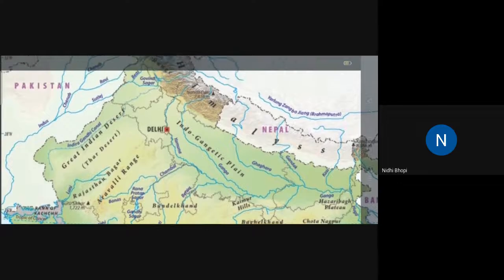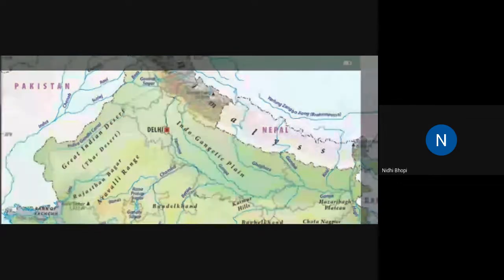On the left hand side we had Great Indian Desert, Thar. Now why is it called desert? Because it is fully covered with sand. आपल्याला माहिती आहे, त्याला आपण मराठीमध्ये वाळवंट असे म्हणतो. हिंदी में उसे मरुस्थल कहा जाता है and in English we call it as desert.